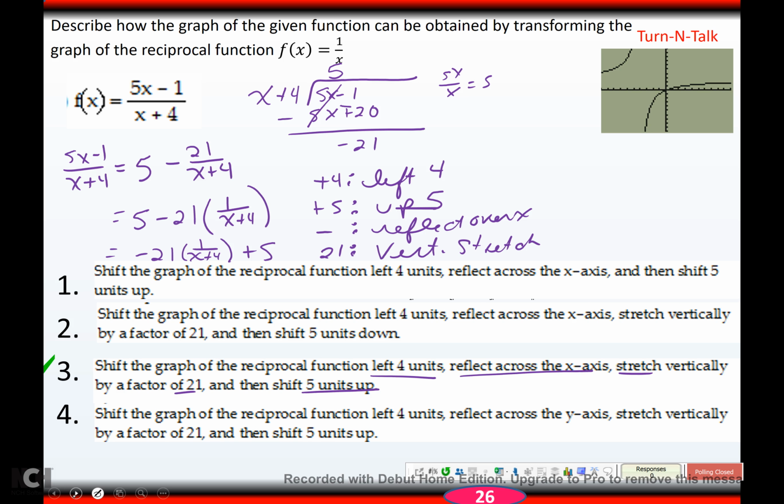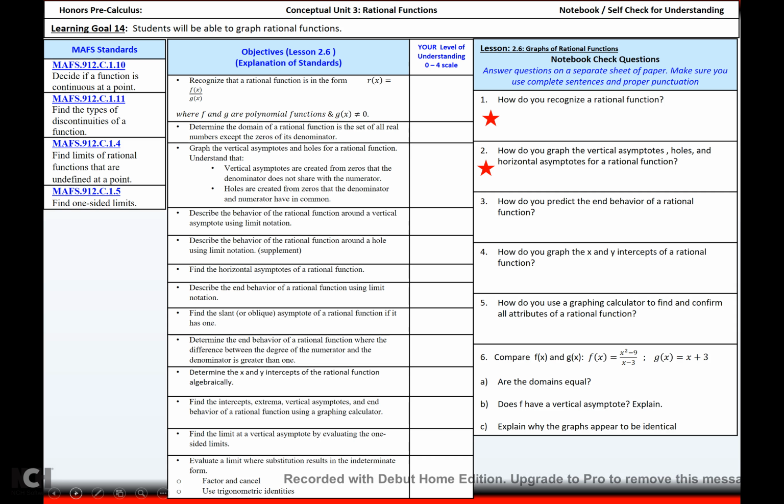Alright, and the graph proves it. So, how do you recognize a rational function? If it's a fraction with a variable in the denominator. And how do you graph the vertical asymptotes, holes, and horizontal asymptotes for a rational function?